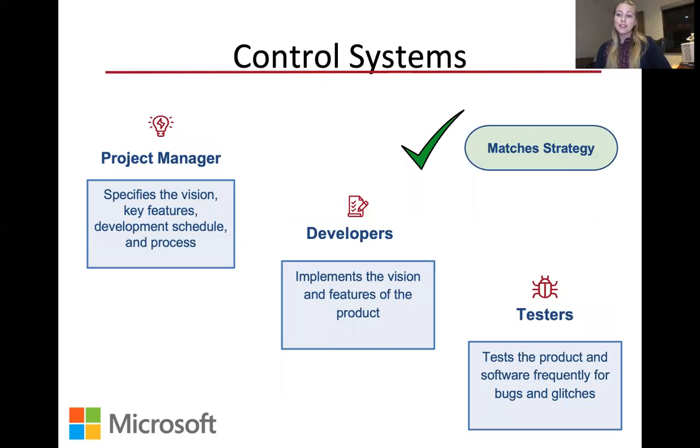Their control systems, on the other hand, were a little bit more streamlined and efficient. Each new innovative product started out with a project manager who specified the vision, the key features, and the development schedule. And then the developers would take what the project manager said and implement this vision and the features. And then the testers would test the product to ensure there were no glitches or bugs. So this was very efficient because for every developer, there was one tester double checking their work. So it made sure every product was to Microsoft's top quality.